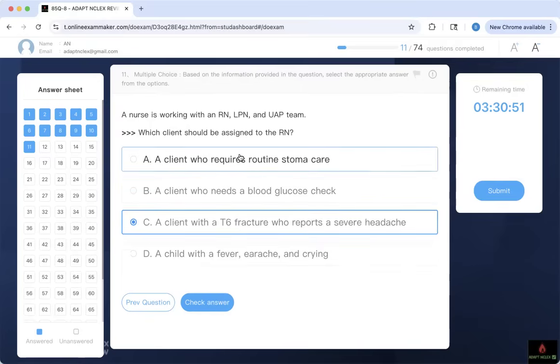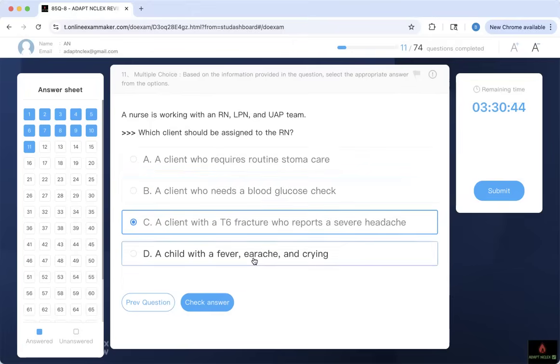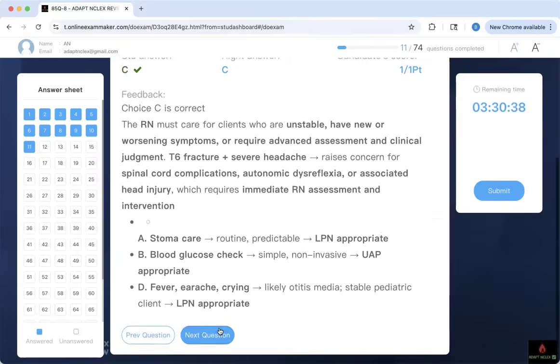But if you need stomach care, an LPN can take care of it. Need a blood glucose, a UAP can take care of it. Fever, headache, and crying, LPN, it's all yours. Take care of this patient.